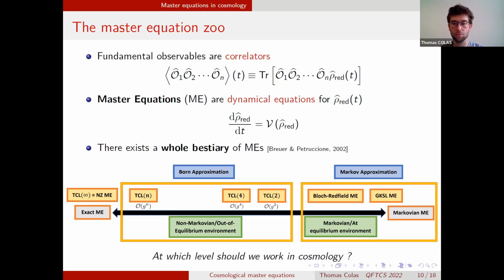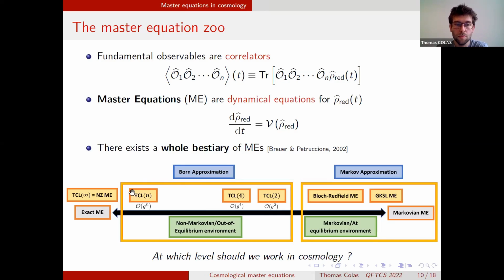So to simplify the problem, you can start to perform approximations. And there are mainly two classes. The first one is related to the way the system is coupled to its environment. And the second one is related to the nature of the environment itself. So let's start with the first class of approximation, the so-called Born approximation. Usually, the system is weakly coupled to its environment, because otherwise the mixing would be strong and we couldn't distinguish anymore the system from its environment.